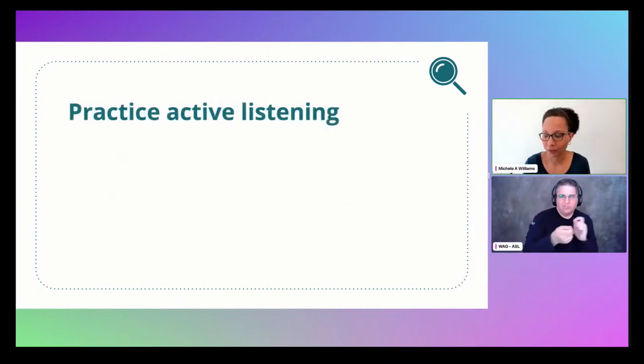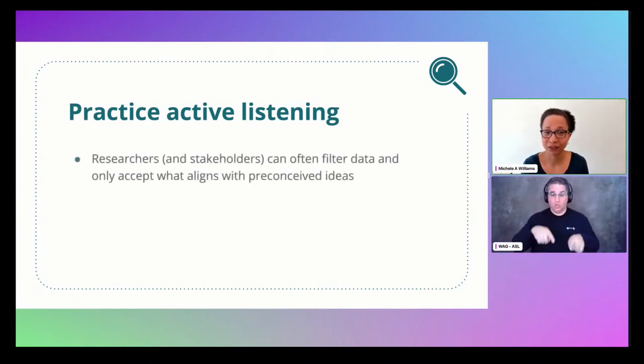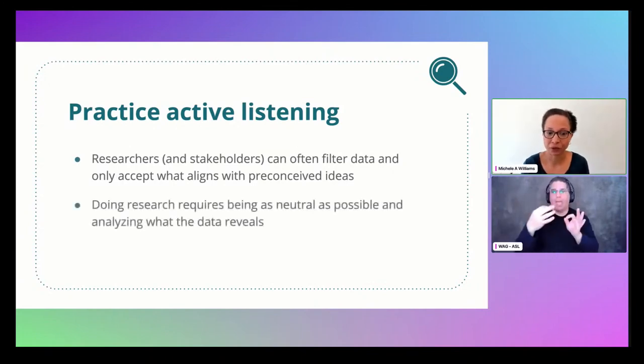And so one of my final points here is practice active listening. So earlier I mentioned having an open mind when you're doing this research. Basically, researchers and other stakeholders can often filter data and only accept what aligns with preconceived ideas. But doing research requires being as neutral as possible and analyzing what the data reveals. So that's why it's important to first analyze your viewpoint about disability. I'm not saying you have to have a certain viewpoint, but at least be aware of what it is and make sure that that's not interfering with your ability to interpret what the data or what the people are actually saying in your studies.